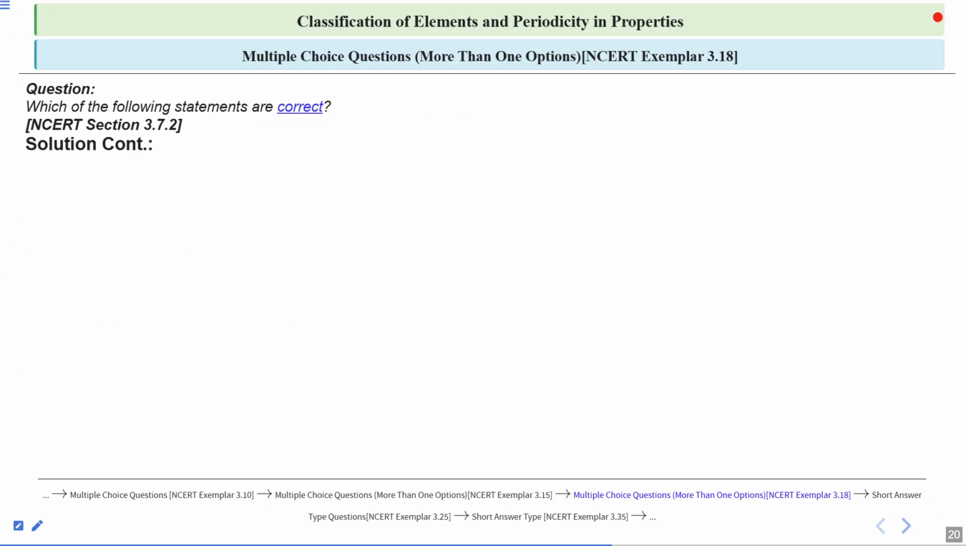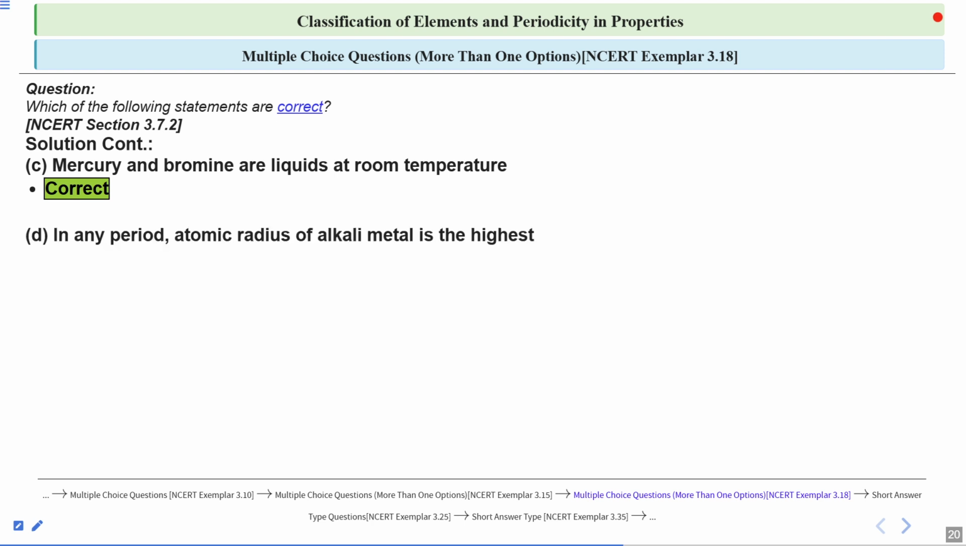Moving on to the next statement. This is a very factual statement. We have already studied about this statement in the previous classes or in the general studies, that mercury and bromine are liquid at room temperature. So I am not discussing much about it. It is factually true. Moving on to the D statement.